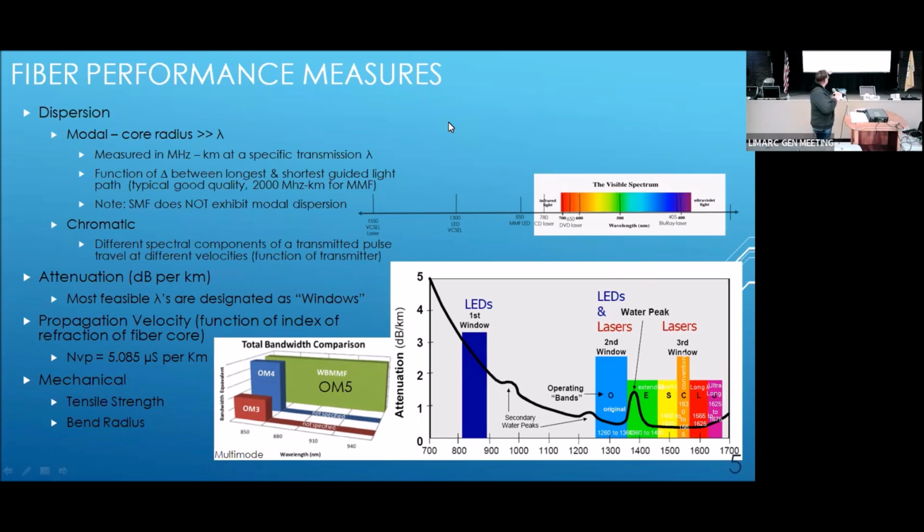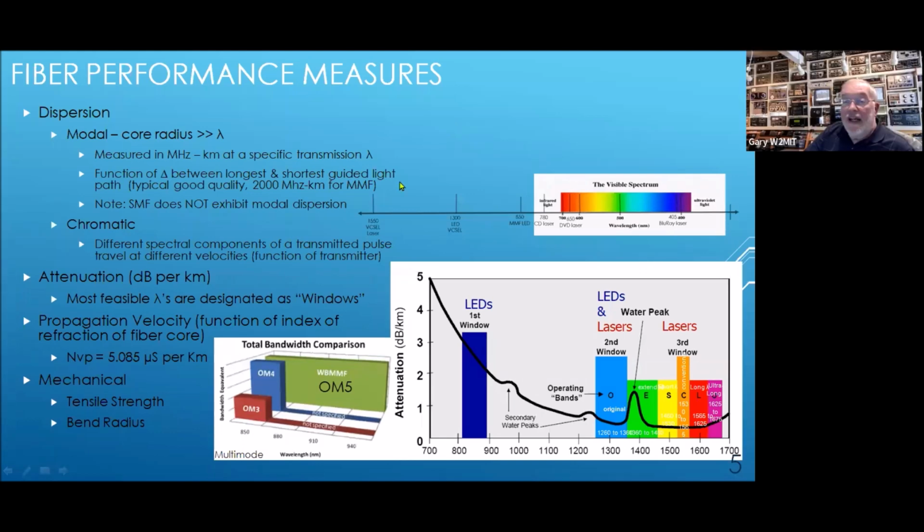And if you look at the drawing on the bottom right, you'll see that we have what we call windows on a fiber. The optical fiber opens up, and the window is the area that has the least amount of attenuation for a specific purpose. So we have LEDs.